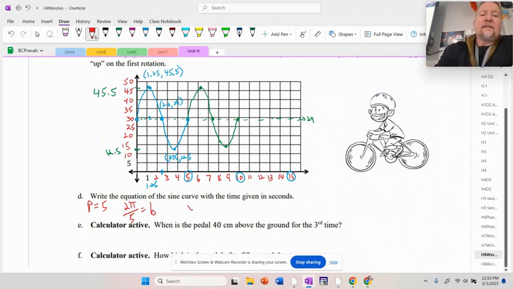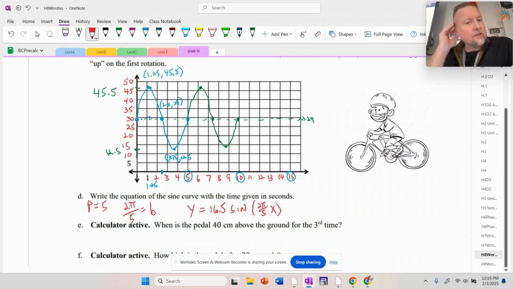Okay, so I think I could put this in. I got a regular sine curve. What's the amplitude? That's how high and how low it goes from the midline. So what's the amplitude? 16.5 sine. It's not shifted, so it's just 2 pi over 5 x. No shifting right or left because at 0 seconds we started this little thing going here. And then the midline is 29. I almost put 30, just looking at that.